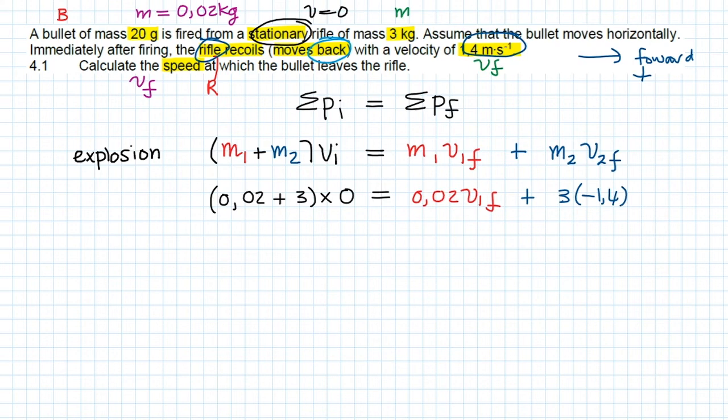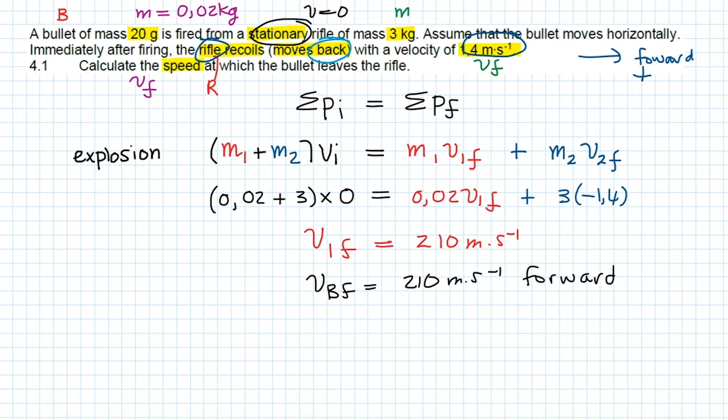Okay, please don't be like me. Don't forget your direction. It is very important that you don't forget direction. So we can now manipulate the formula and plug these values into our calculators. In the end, we find that the final velocity is going to be equal to a very big 210 meters per second. This answer is positive, so that means that the final velocity of the bullet is going to equal 210 meters per second forward. And this is the answer to this question.